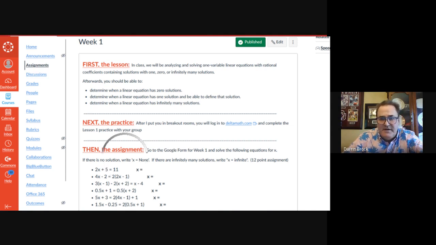Then you have this assignment. So click on the Google form and do these 6 equations. If it's just one solution, say what the solution is. X equals negative 3, right? But if there's no solutions, you say X equals none, or X equals infinite if it's one of those that has infinitely many solutions. So it's worth 2 points each. It's a 12-point assignment. You can also do it on a document if you want and submit the document. It's just easier to do math on paper sometimes.